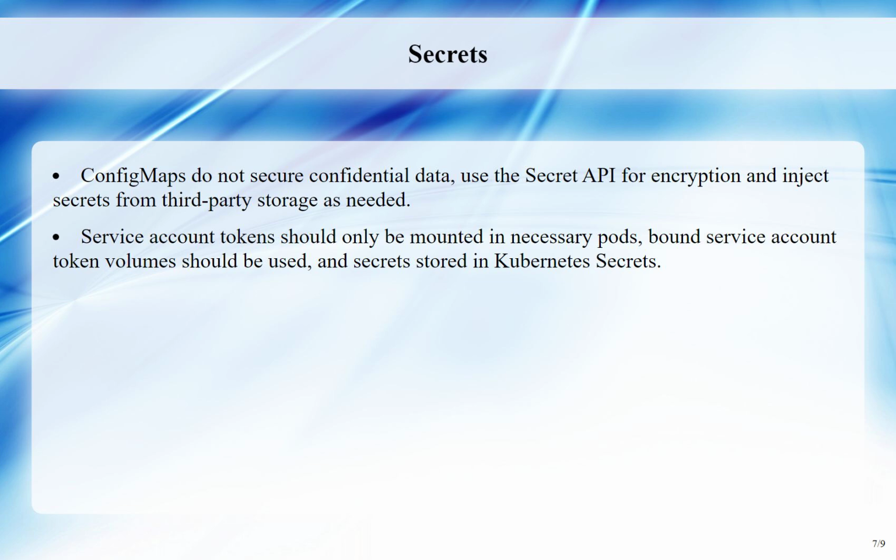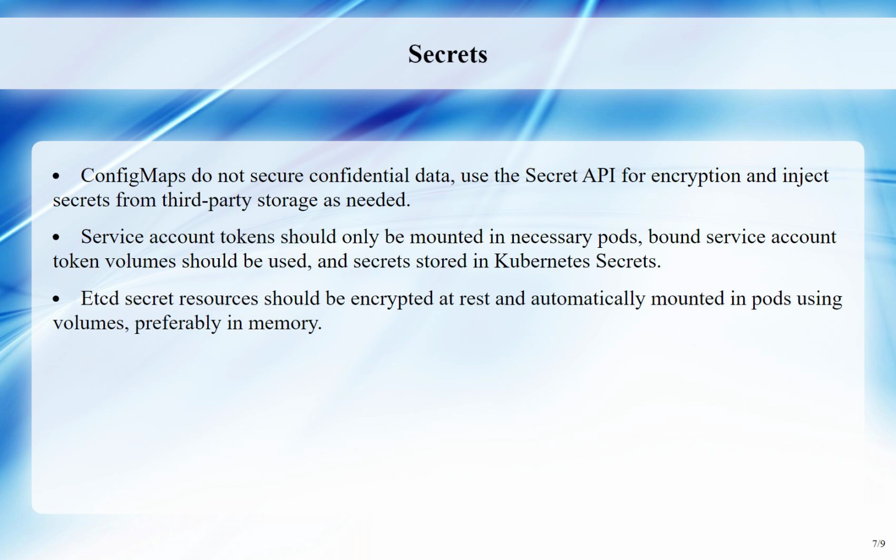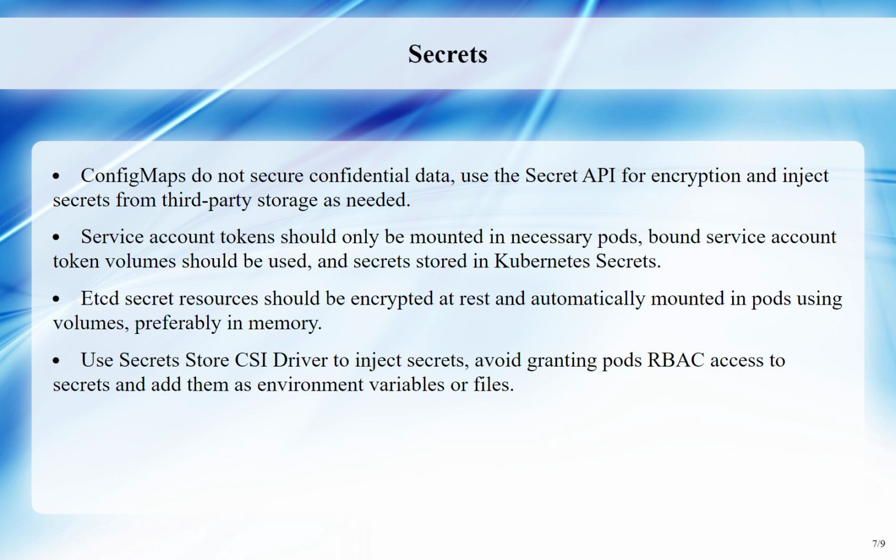Secrets necessary for pods should be stored in Kubernetes secrets rather than config maps. These secret resources stored in etcd should be encrypted at rest. Pods requiring secrets should have them automatically mounted through volumes, preferably in memory, using the emptyDir.medium option. The secrets store CSI driver can be used to inject secrets from third-party storage.